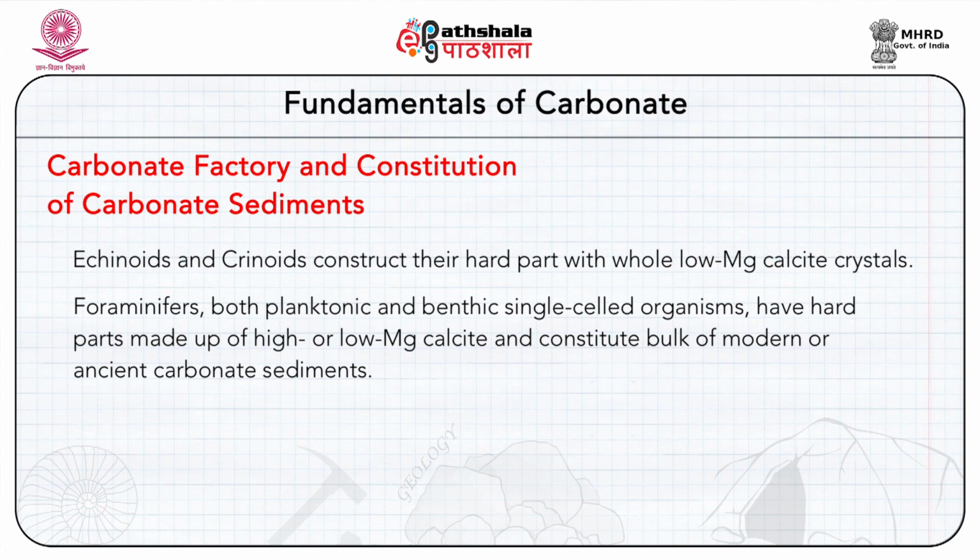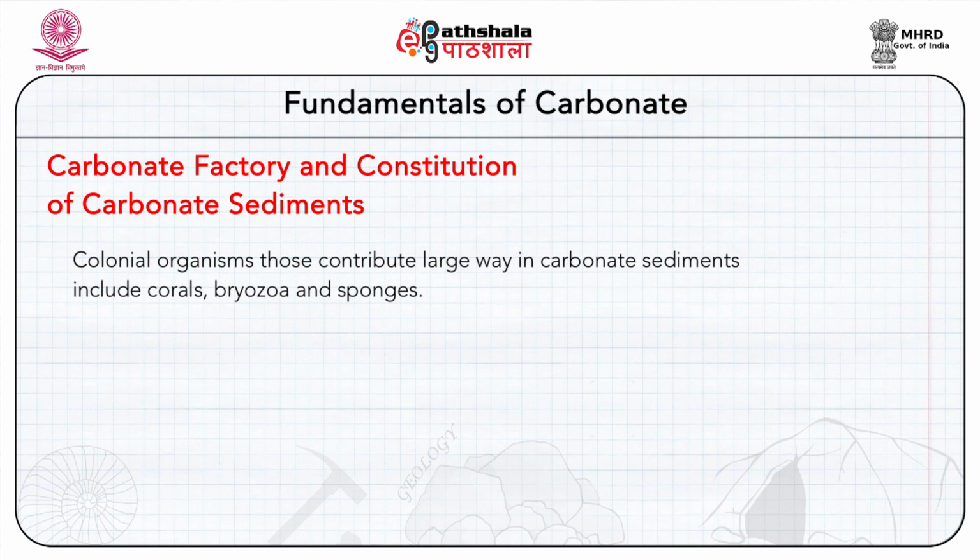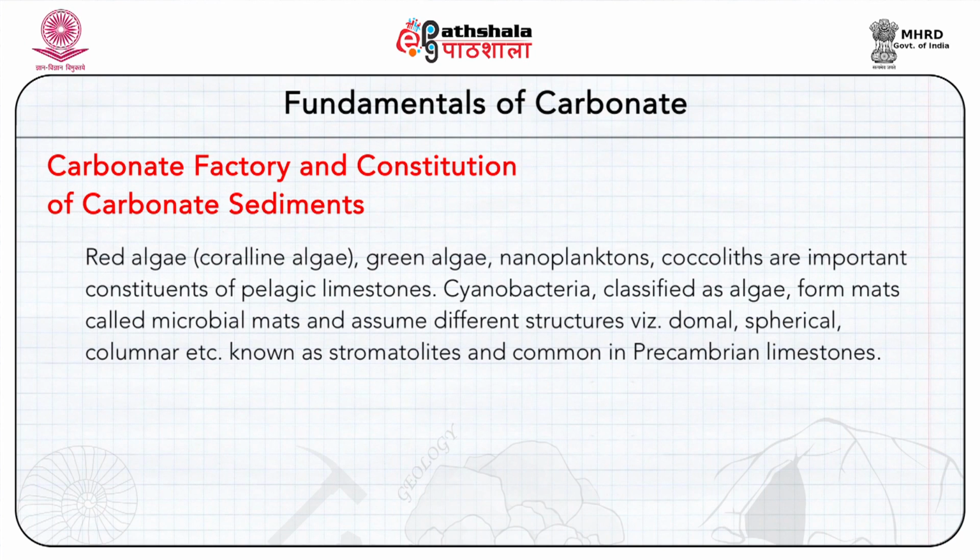Foraminifers, both planktonic and benthic single celled organisms, have hard parts made up of high or low magnesium calcite and constitute the bulk of modern or ancient carbonate sediments. Colonial organisms that contribute in a large way to carbonate sediments include corals, bryozoa, and sponges. Amongst carbonate forming plants, algae and microbial organisms are the most important contributors for fine grained carbonates. Red algae, that is coralline algae, green algae, nanoplanktons, and coccoliths are important constituents of pelagic limestones.